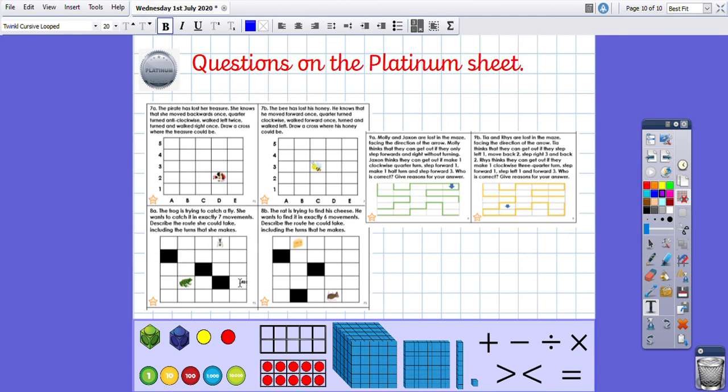The frog is trying to catch a fly in exactly 7 movements. So she can only move 7 squares. How would she get there, describing the route and the turns that she makes? And the same with the rat and the cheese. And then there are some children lost in a maze. You need to help them out. Today again is very tricky, so just try your hardest and don't give up.